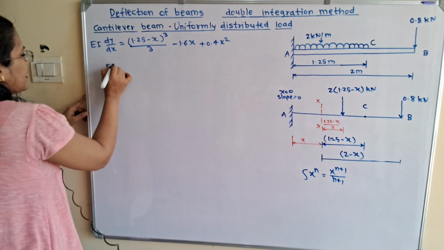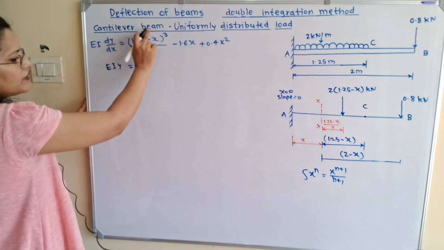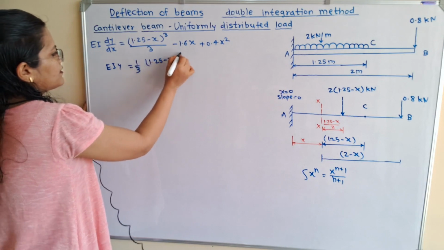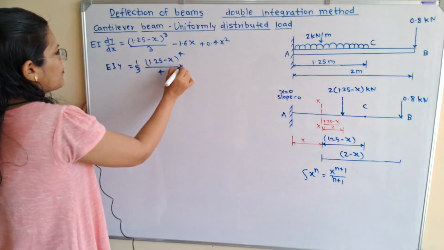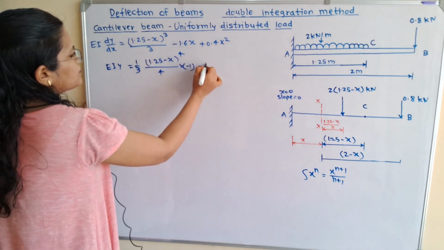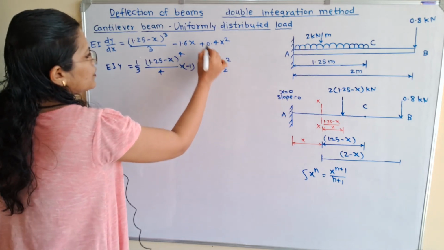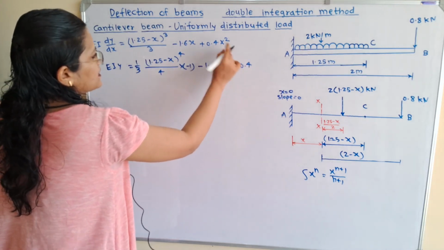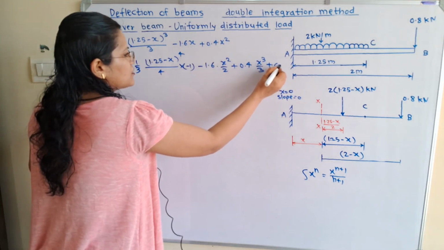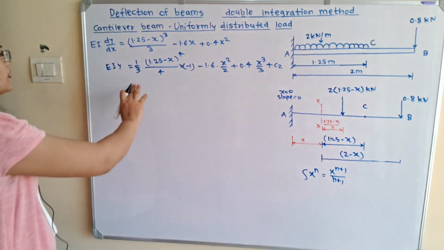So we will get EI y is equal to, now this 1 by 3 will remain constant. So how to take the integration? That is 1.25 minus x bracket raised to 4 divided by 4 multiplied by the coefficient of x, that is minus 1. Then here minus 1.6 as it is, instead of x we will write x square by 2. Plus 0.4 as it is, instead of x square we will write x cube by 3, plus constant of integration C2. So this is the equation. Now we will simplify this.